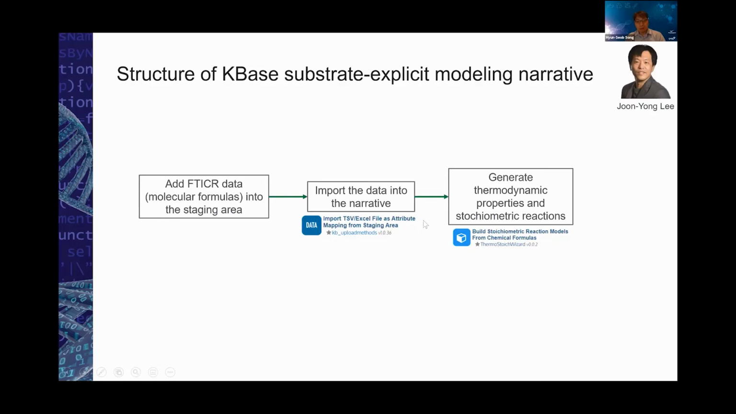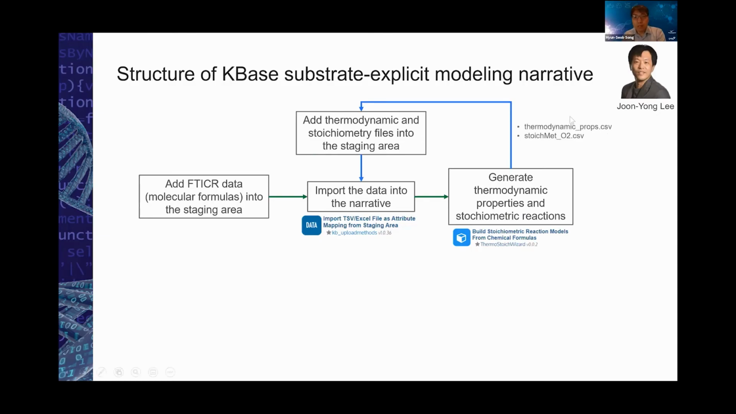Once it's incorporated into the narrative, we can take that as input and build the biostoichiometric reaction models from chemical formulas. Then we generate all the chemical thermodynamic properties of chemical compounds, and also half reactions, catabolic reactions, anaerobic reactions, and metabolic reactions, everything. Stoichiometric coefficients also show the same different types of reactions. Key output files from there are the thermodynamic properties CSV and the stoichiometrics oxygen CSV, meaning this is when oxygen was used as electron acceptor.